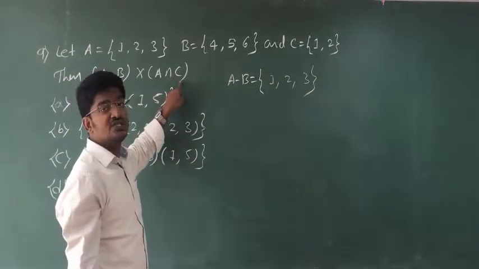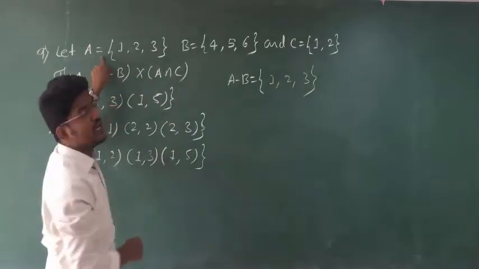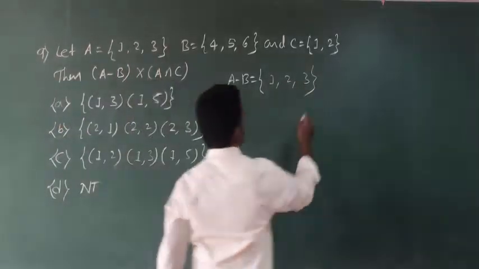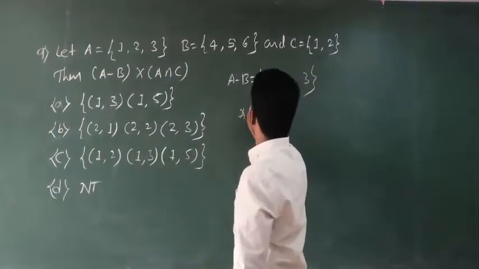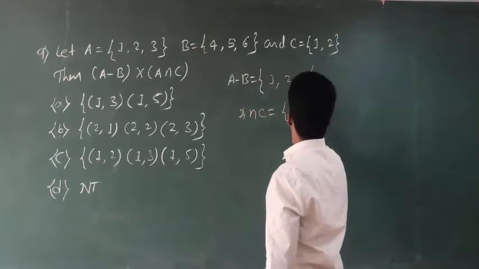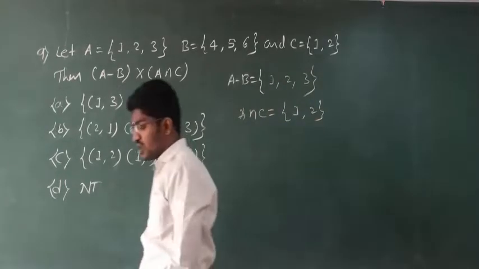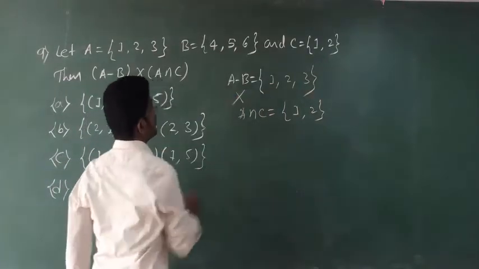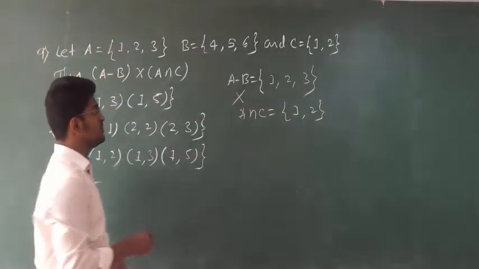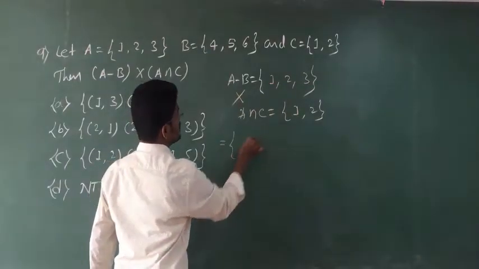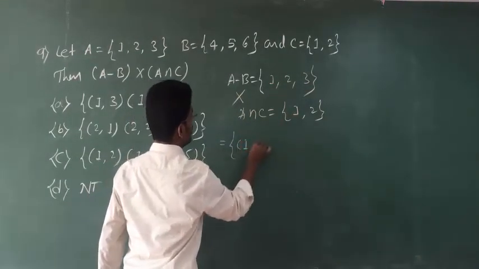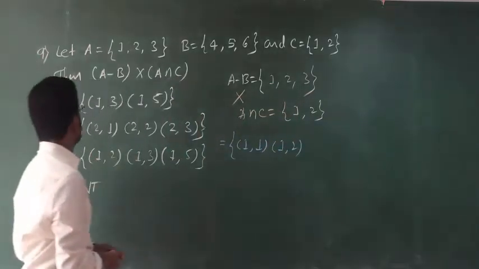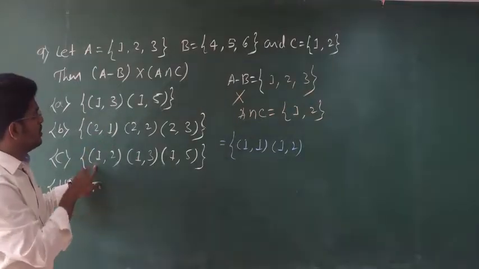Next, A intersection C. A intersection C means common elements. What are the common elements? 1 and 2 are the common elements. So A intersection C is equal to 1, 2. So now make the Cartesian product between A minus B and A intersection C. So the Cartesian product will be equal to 1 comma 1, 1 comma 2. Directly I will come here. See, 1 comma 1, 1 comma 2.